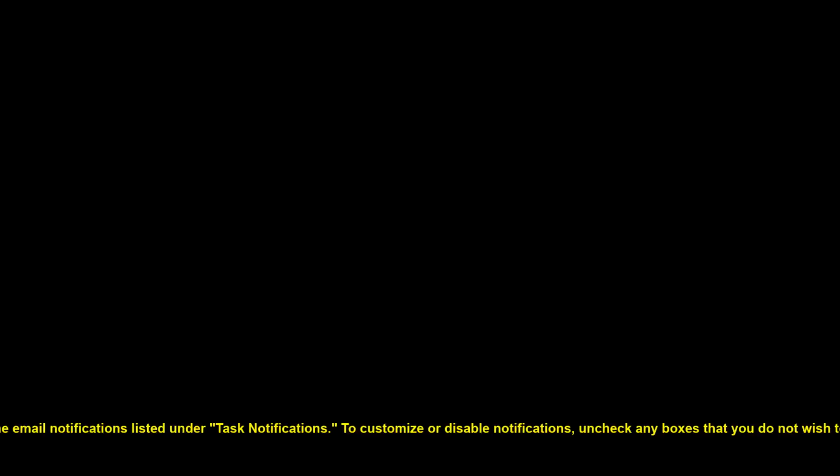Next, scroll down to the notification settings for tasks and projects. Review the email notifications listed under Task Notifications. To customize or disable notifications, uncheck any box.